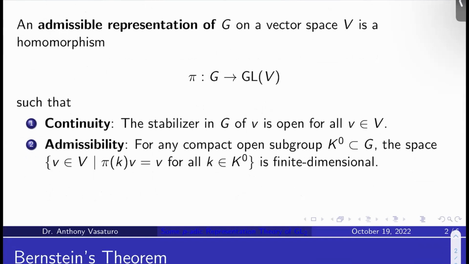And then admissibility: for any compact open subgroup K_0 in G, the space of essentially K_0-fixed vectors is finite dimensional. So the set of all v in V such that pi of k times v is just equal to v for all k in K_0, that should be a finite dimensional space. So that's analogous to the definition of admissibility in the Archimedean case if you go back and look.